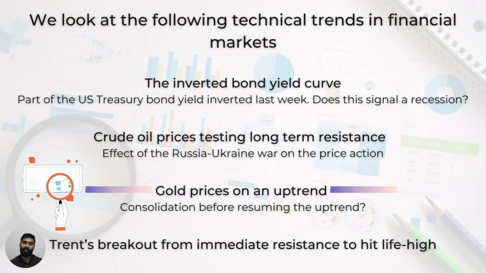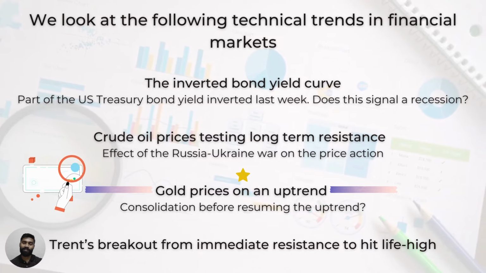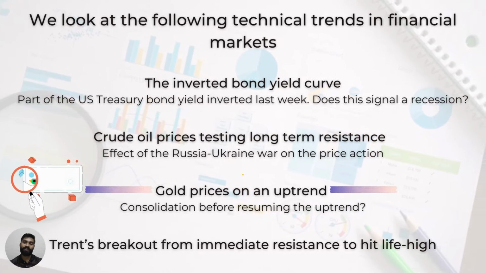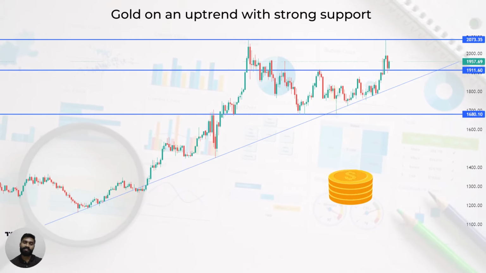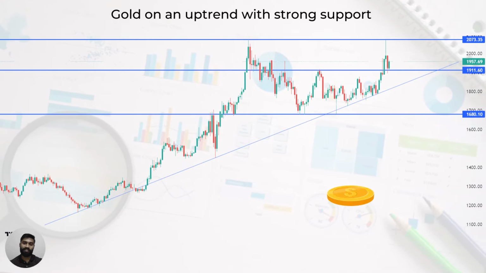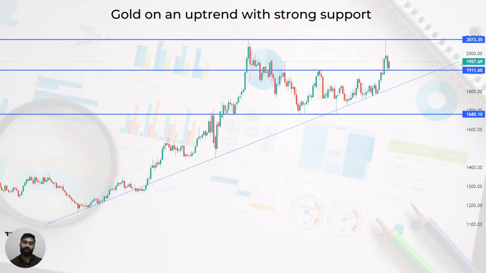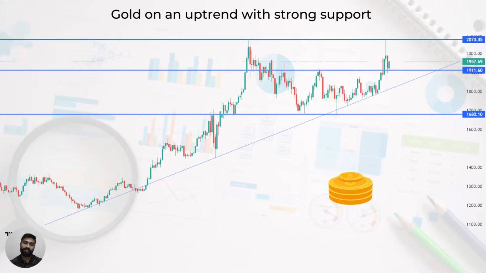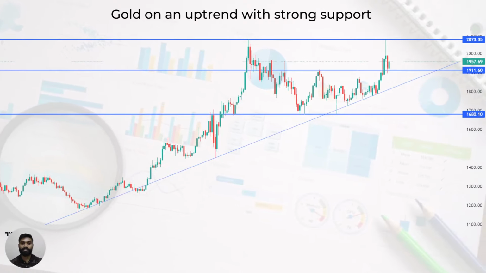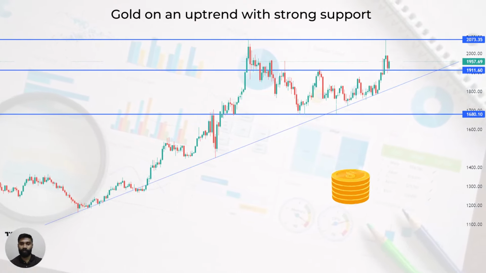Crude oil is not the only commodity that has been affected by the Russia-Ukraine war. The safe haven asset gold has also been in an uptrend for a year, and because of the Russia-Ukraine war, it managed to break through a resistance at around $1,900. For a year, the gold prices have been taking support from the upward sloping trend line.